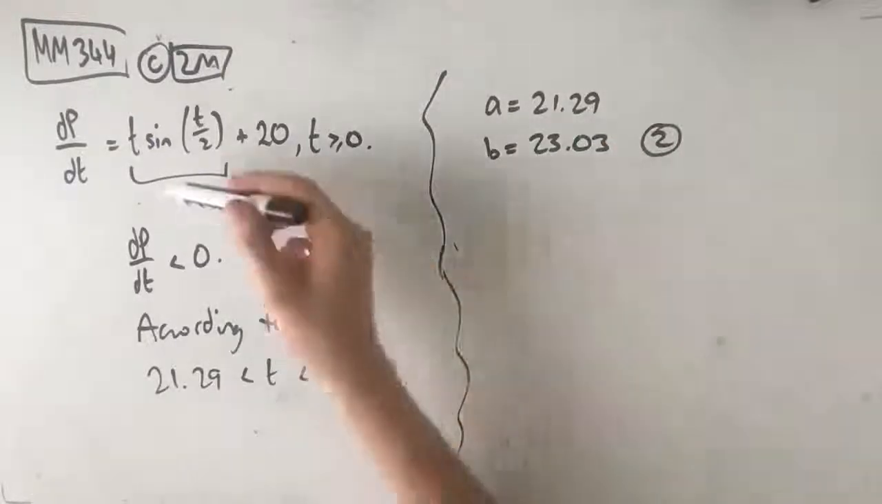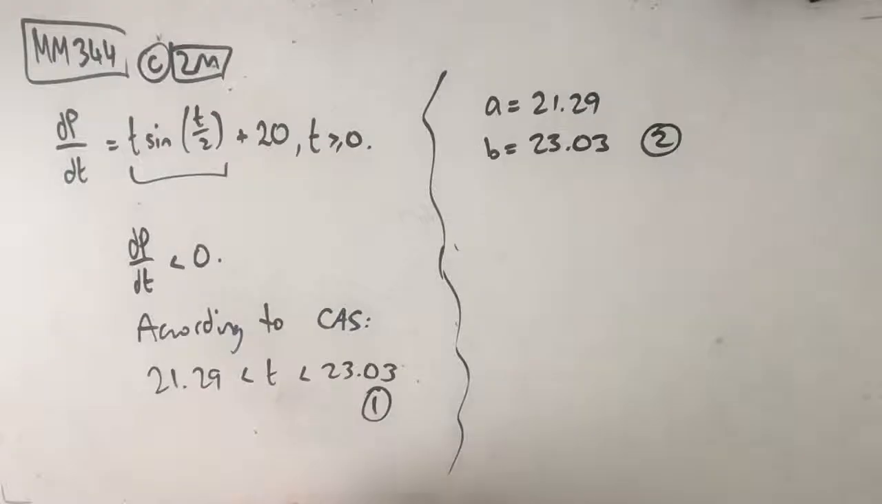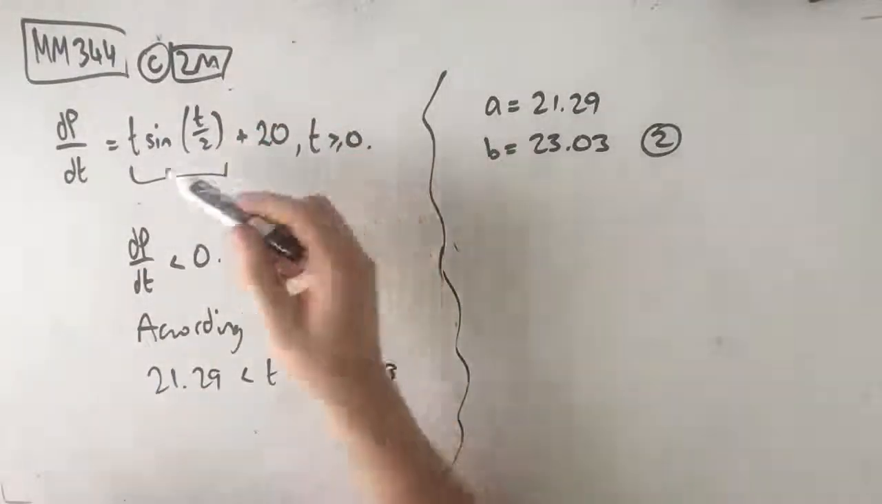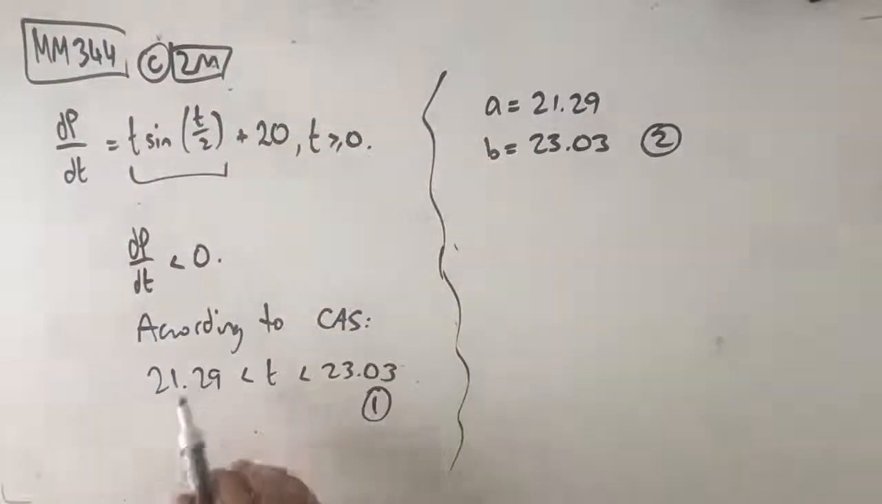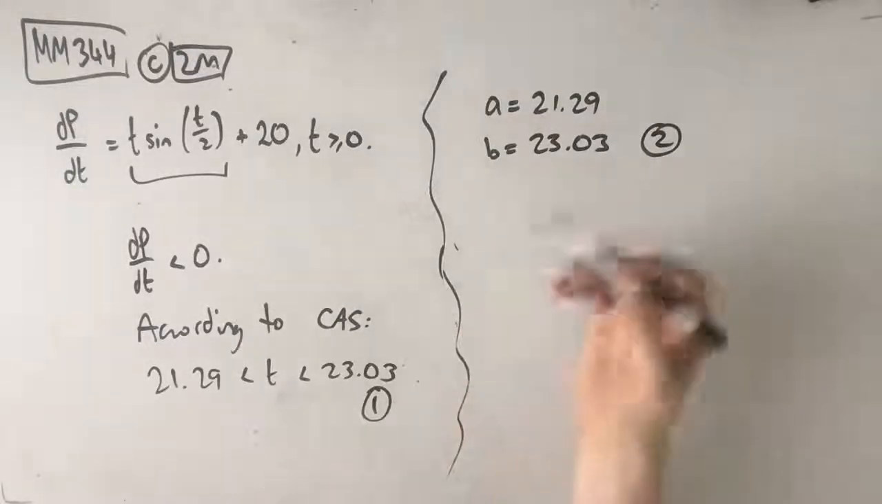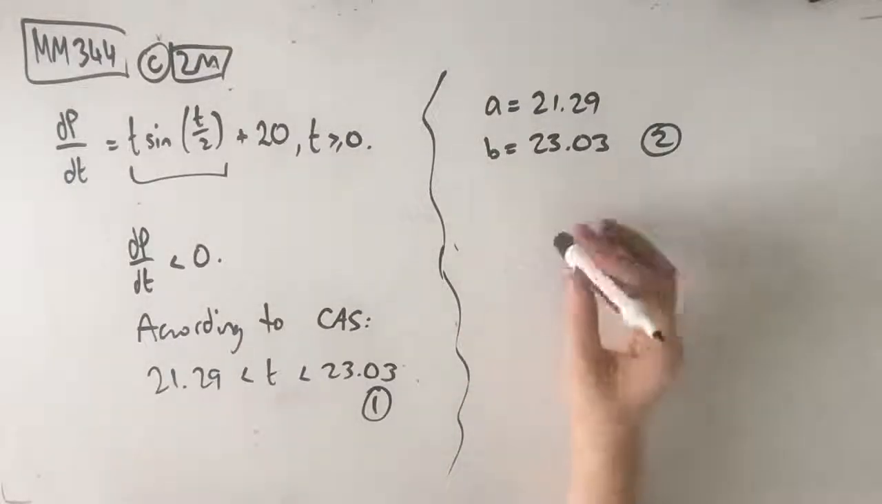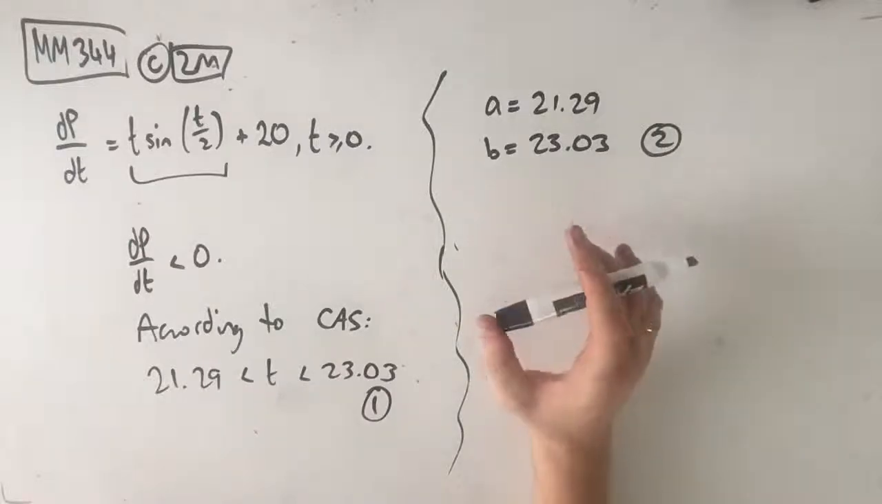So guys, sketch this on your Kaz, and you'll see where this is less than 0 between 21.29 and 23.03. If you have any questions, as always, just let me know. But that's it for part C. Let's move on to part D.